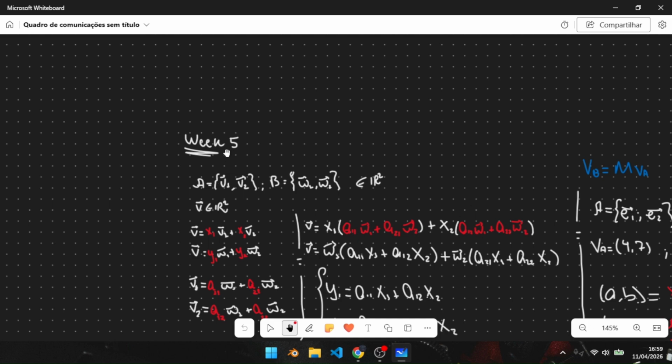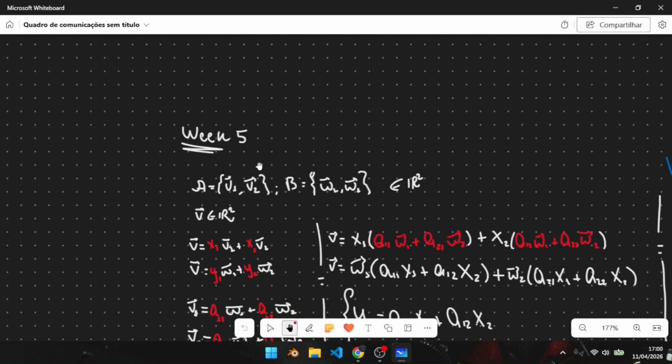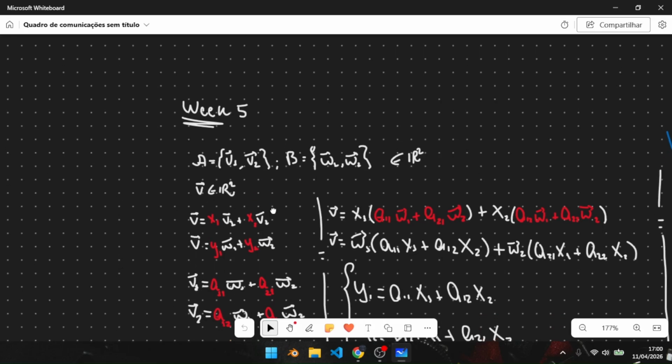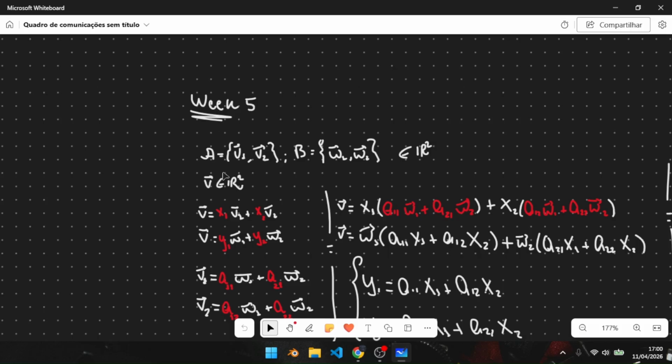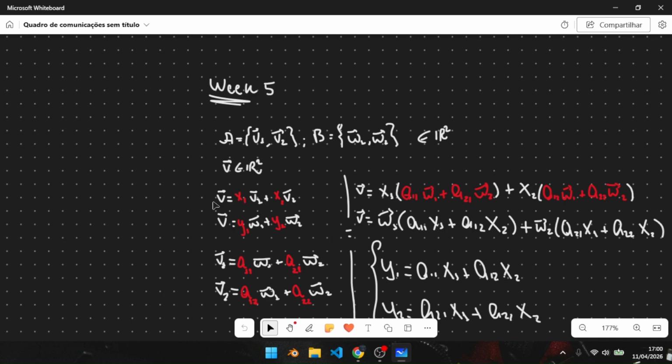So essentially what we have here is two bases of R2, A and B. They're both linearly independent and they both generate R2. And then you have a vector V, which is also part of the two-dimensional space. By the way, this random vector is not part of A, it's really just another vector.